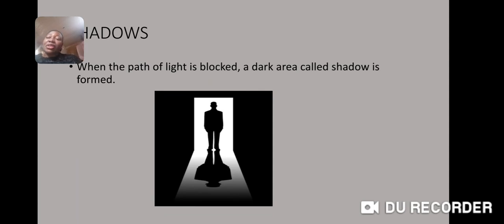Good. Now, we're not done exploring light. There's something we want to talk about, and it is called shadows. How do we form shadows? I know you must have seen your shadow before. Now, shadows are formed when the path of light is blocked. A dark area that is formed is called a shadow. So shadows again are formed when the path of light is blocked by an object.